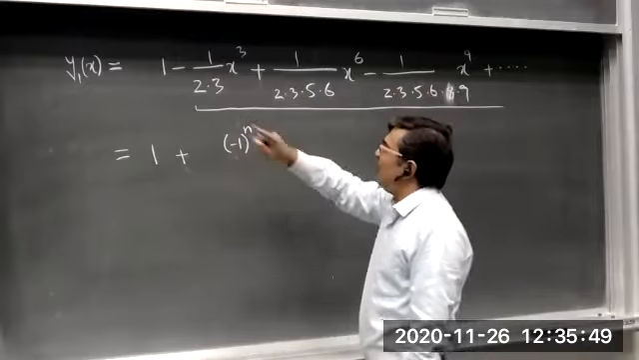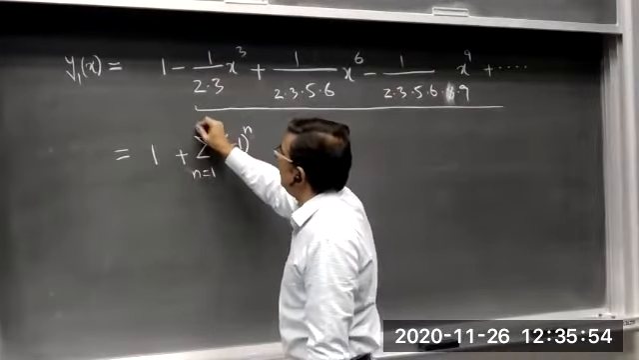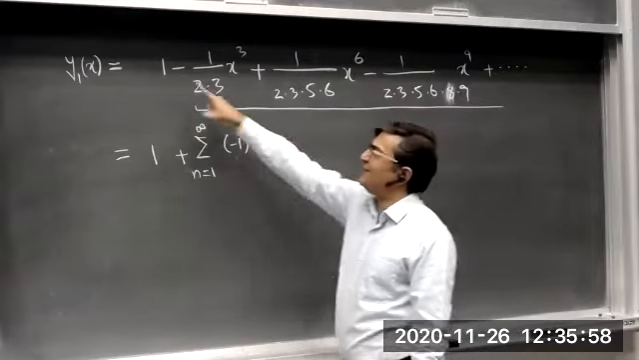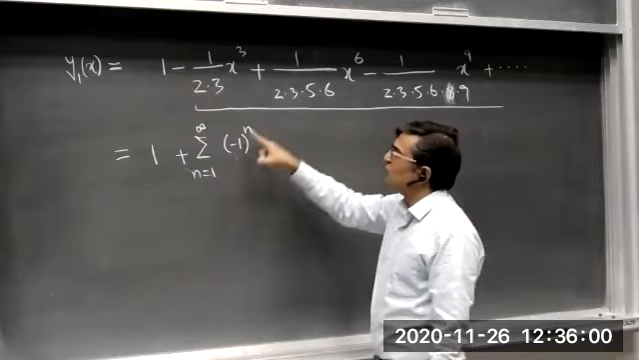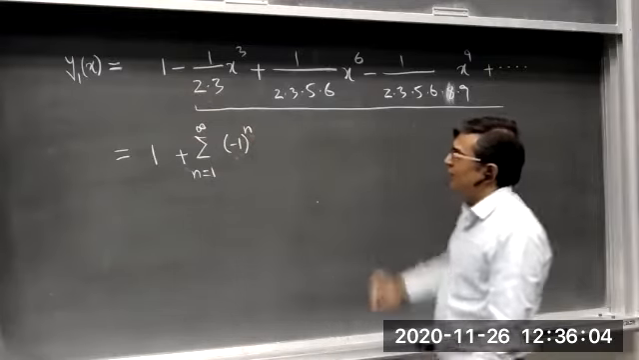The next thing is, if we start the summation n from 1 to infinity, when n is 1, minus 1 raised power 1 is negative 1. When n is 2, minus 1 raised power 2 is plus. So the sign is alternating now.